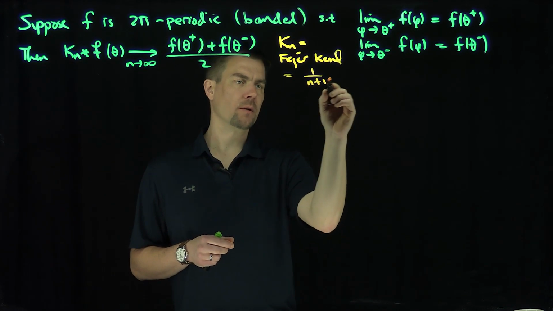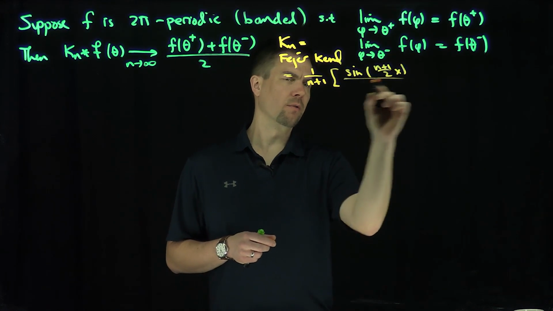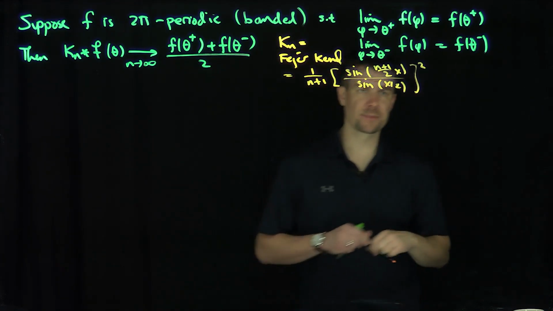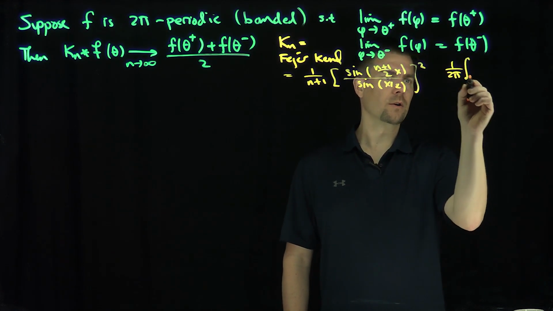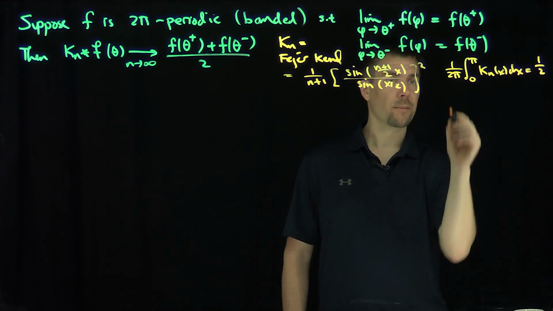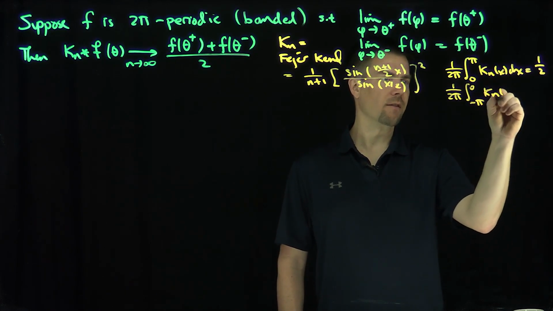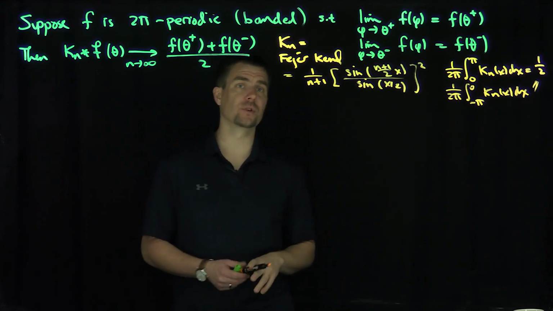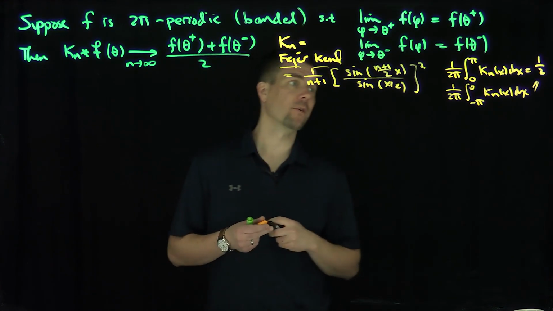which is 1 over n plus 1, times the sine of n plus 1 over 2 x over the sine of x over 2, squared, which is a non-negative approximation to identity, right? So for these Fejer kernels, we know that 1 over 2 pi, the integral from 0 to pi of Kn of x dx is equal to 1/2 because it's an even function, and the other half of the mass of the Fejer kernel comes between negative pi and 0. That integral of Kn of x dx is also equal to 1/2. So both those integrals are equal to 1/2, and they cumulatively add to 1. That's the important part of the Fejer kernel: it's an even function, and it integrates to 1, for any n.